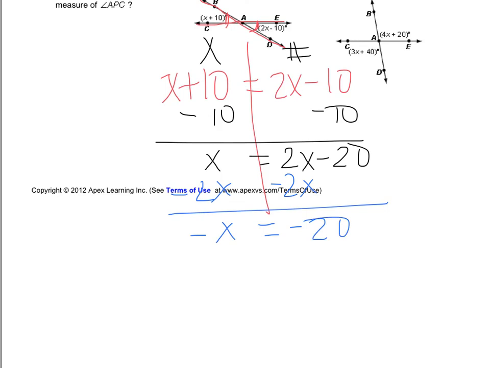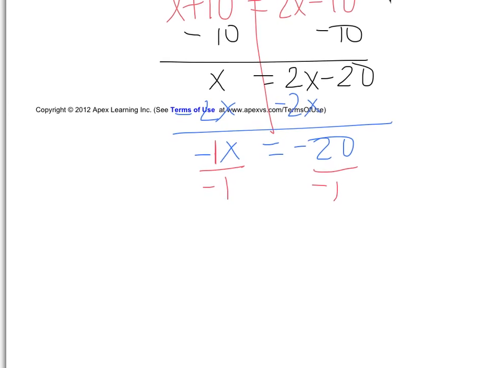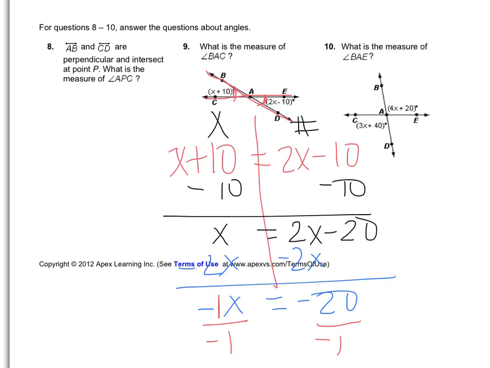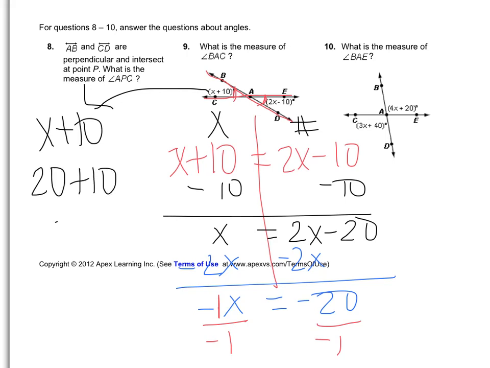The last thing I'm going to do to get X by itself is divide both sides by negative 1. The reason I'm dividing by negative 1 is because there's an imaginary 1 in front of this X, and it is negative because the X was negative. Negative 20 divided by negative 1 gives me a positive 20 for X. Now, the question didn't ask me what X was. The question asked me what the measure of BAC was. BAC was X plus 10, but I just worked out that X is 20, and 20 plus 10 is 30. So 30 degrees is my answer.